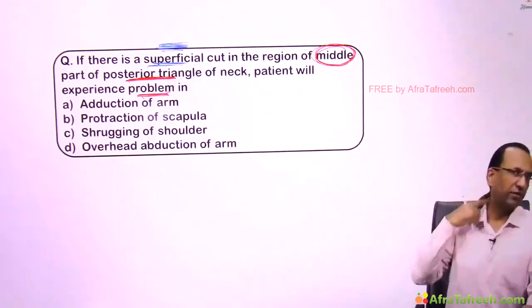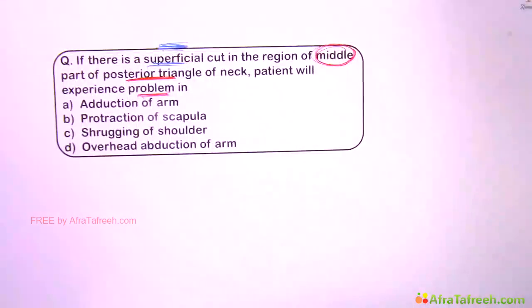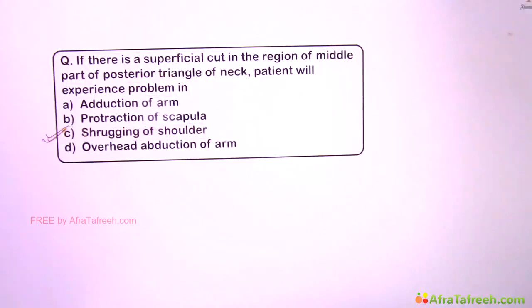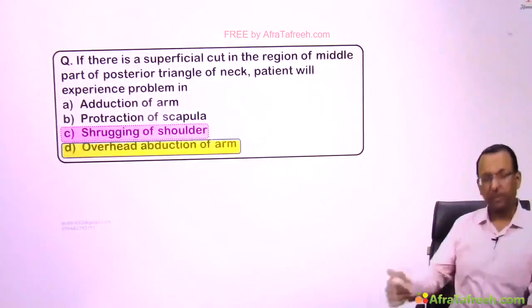So with the superficial cut, you have iatrogenically damaged the spinal accessory nerve, and the trapezius is gone. And when the trapezius is gone, what is the problem? You will think that this is the answer. Yes, it is the answer. But do you know, this muscle is also important for overhead abduction along with serratus anterior. So, trapezius and overhead abduction. To comb the hair, you need two muscles: one is the trapezius, one is the serratus anterior. So, double answer, because this will be compromised.